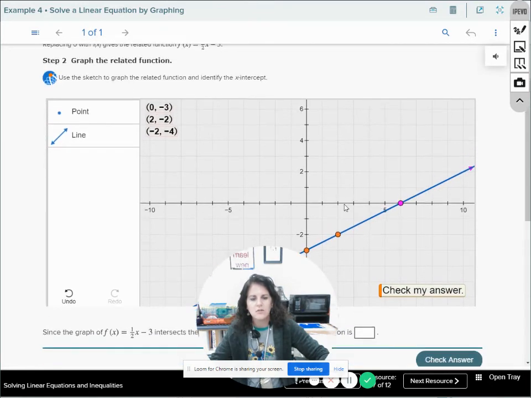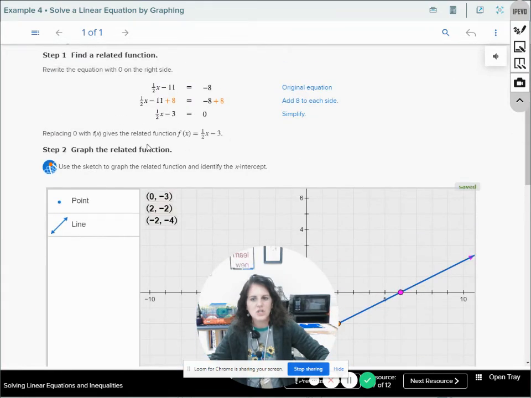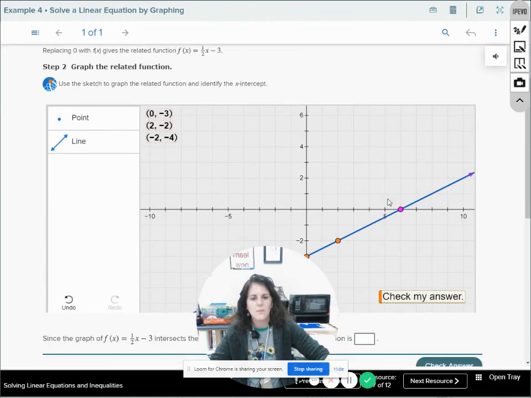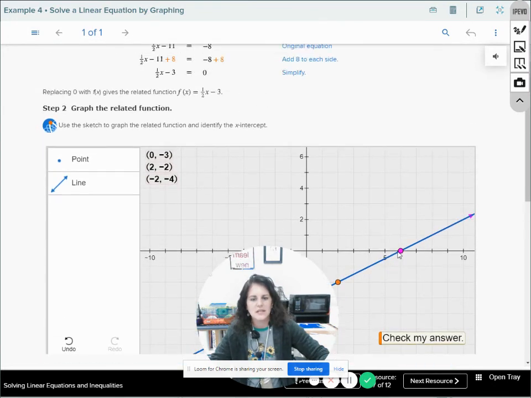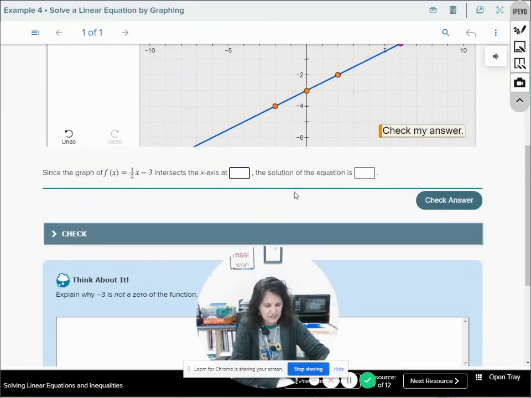So remember, what we're looking for is where it crosses the x-axis. When y is 0, what is the value of x? Well, it looks like it's 6. So my solution for this original equation, when I had a 0 here, should be 6. Let's think about it. What's half of 6? Half of 6 is 3. 3 take away 3 is 0. So that is a correct statement. So my x-intercept is 6, and therefore my solution is 6.